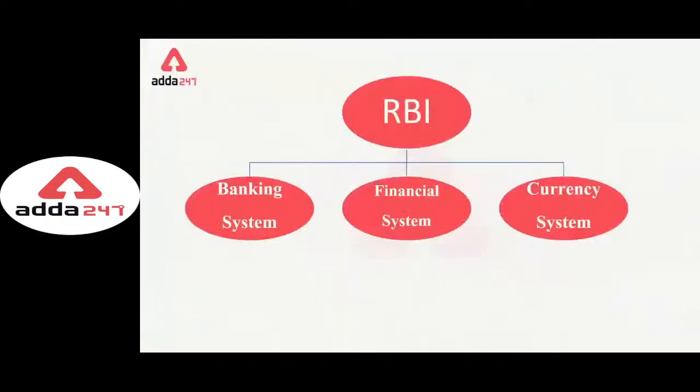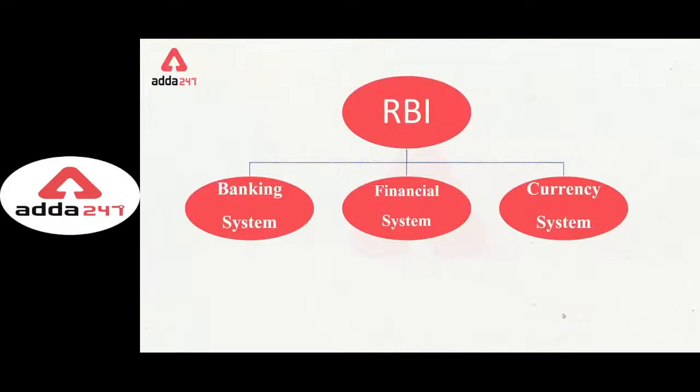Next, let's understand one by one all the regulators. So first, regulatory body is RBI. So what RBI is doing in country, RBI is controlling or managing the banking system in India, the financial system in India, and also the currency system in India. Okay, so RBI is managing banking system, financial system, and currency system, right?